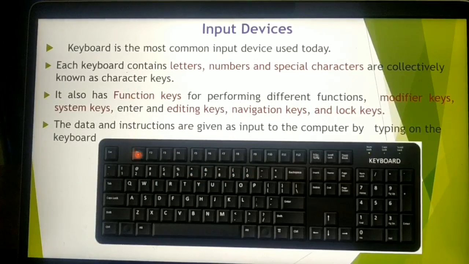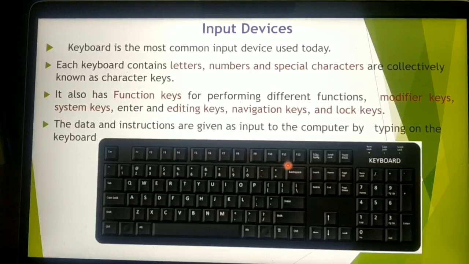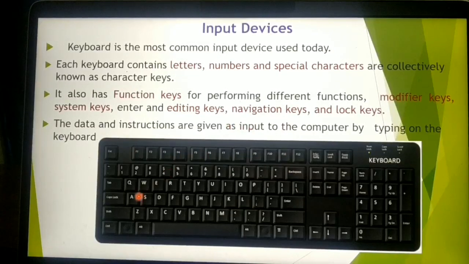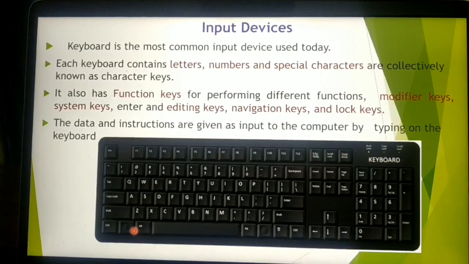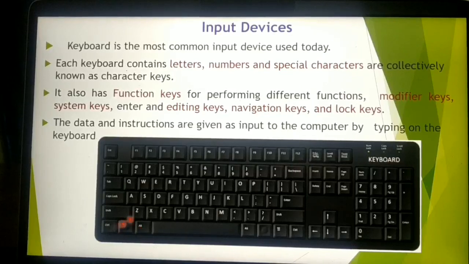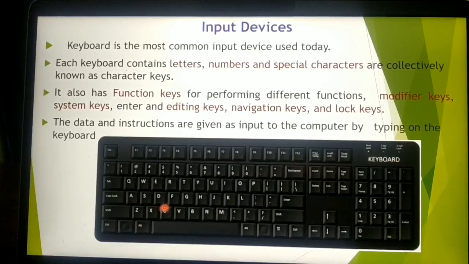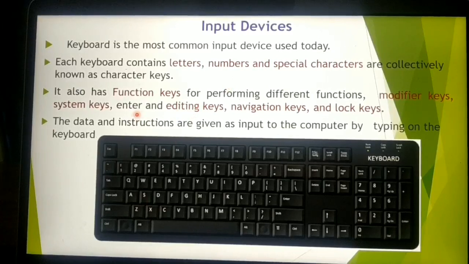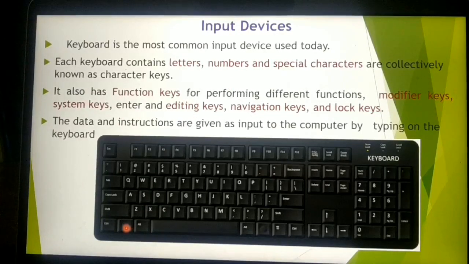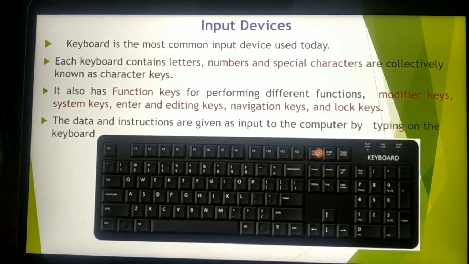Then we have 12 function keys from F1 to F12 to do various functional operations. Next we have modifier keys such as Shift, Control and Alt. These keys can work with some other keys only. For example, Ctrl plus C means copy the content, and Ctrl plus S means save the content, and so on. Then we have various system keys like the Windows key and Print Screen. Print Screen is used to print the current screen.